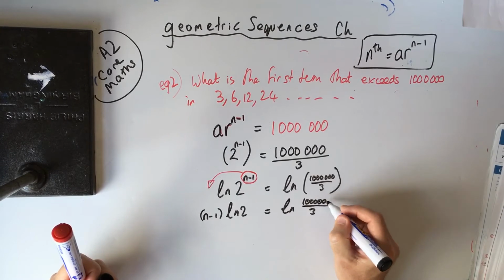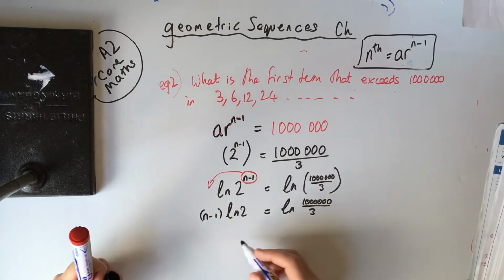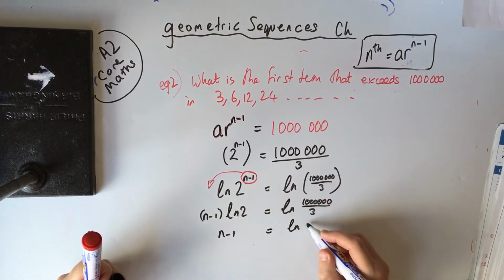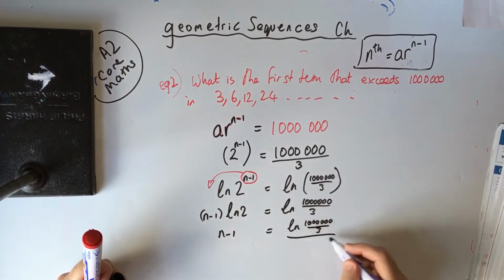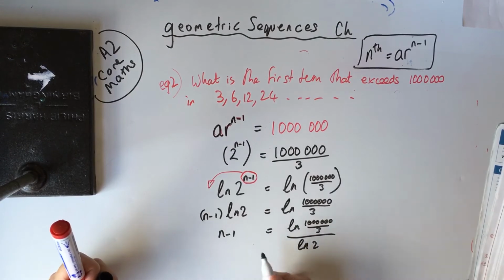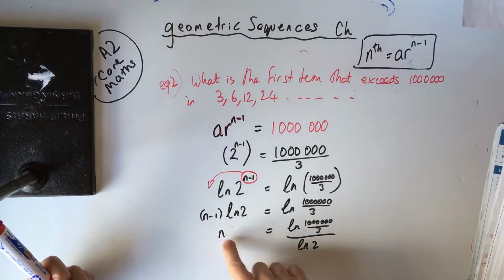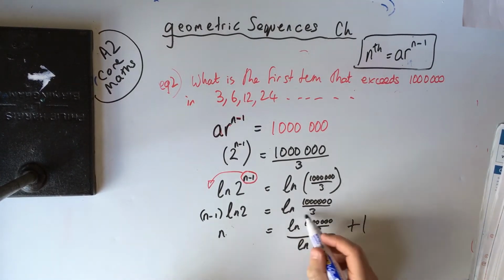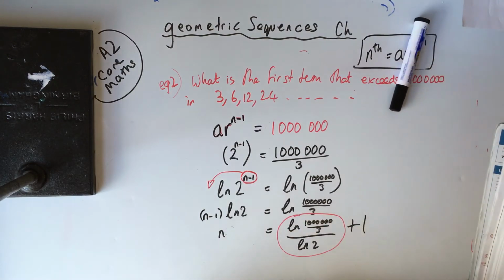1, 2, 3, 4, 5 zeros, and you're going to miss one out, so just be careful when you're doing these. Divide both sides by ln 2, and now we've got n minus 1 is equal to ln of 1,000,000 over 3, divided by ln 2. Then we're going to add 1 to both sides, and that's my value of n. All that garbage there is just a number, isn't it?